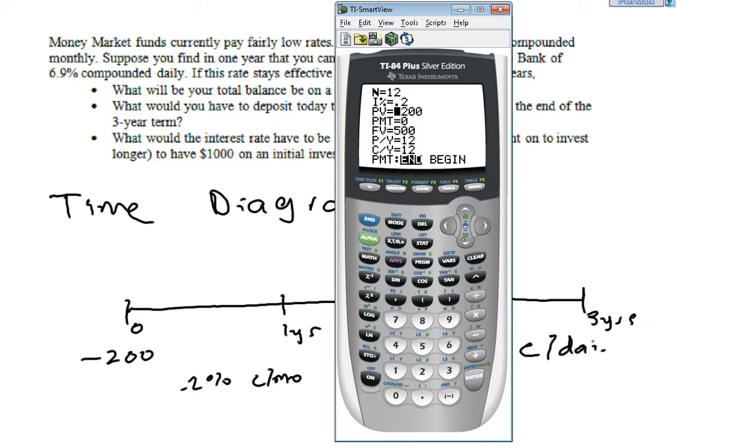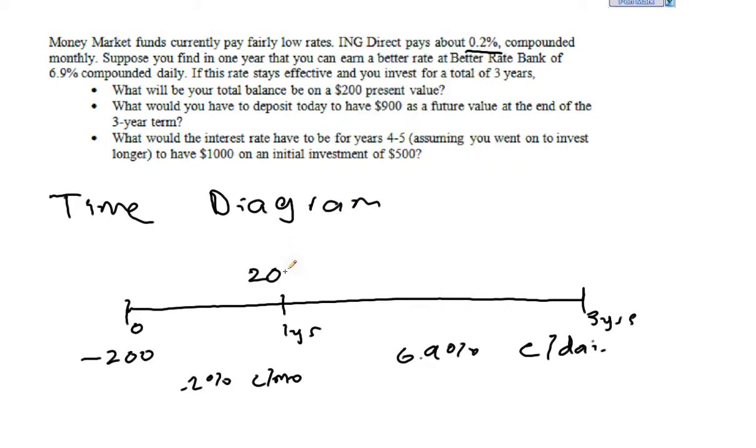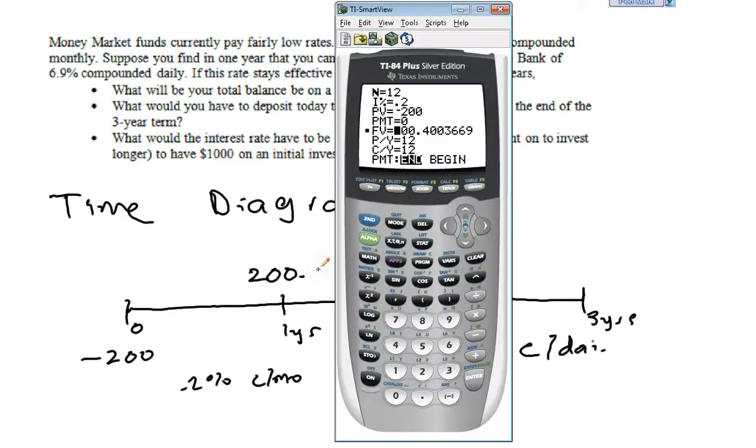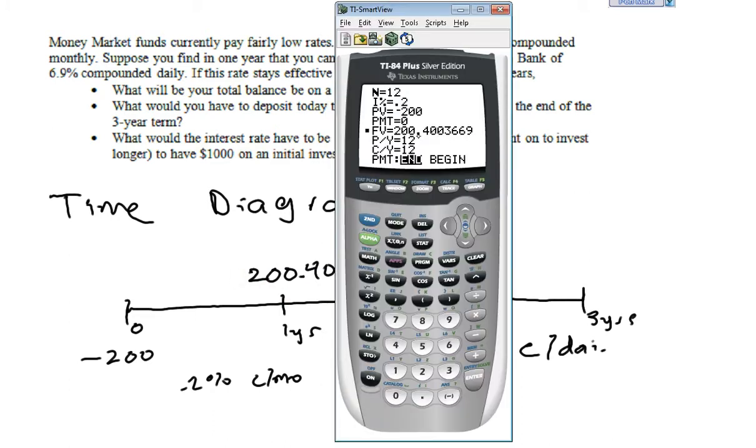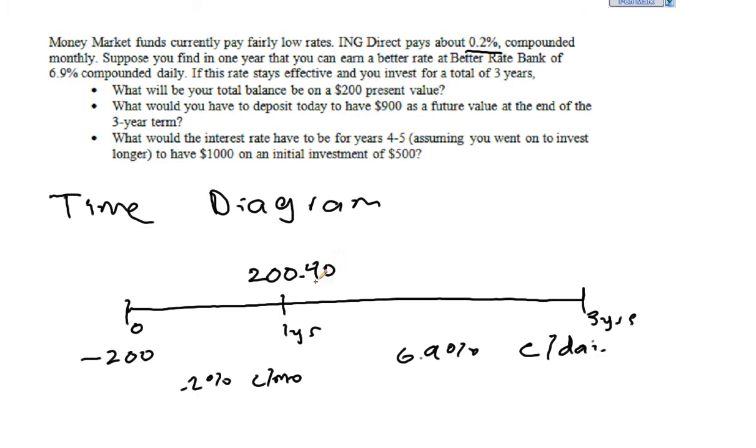So now I can calculate my future value. Now you don't need to delete it out or anything. Once you hit alpha and enter, it'll solve for it accordingly. So after 1 year, because of this low interest rate, I'll only have $200 and about 40 cents. Now banks always round down, by the way. They never round up. So you would have $200.40 even if it were 200.409. It'd still only give you 40 cents.